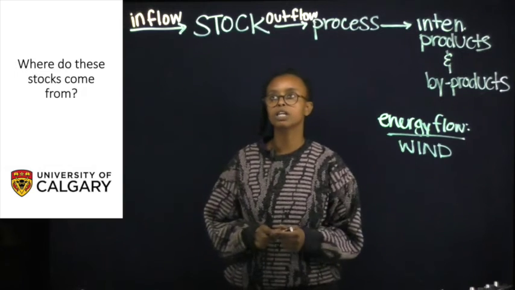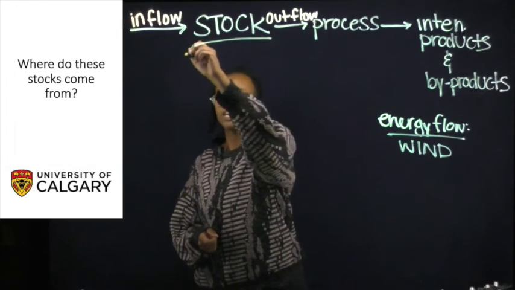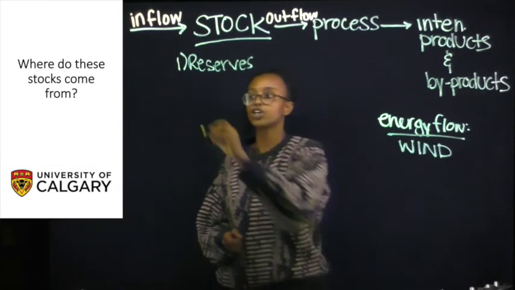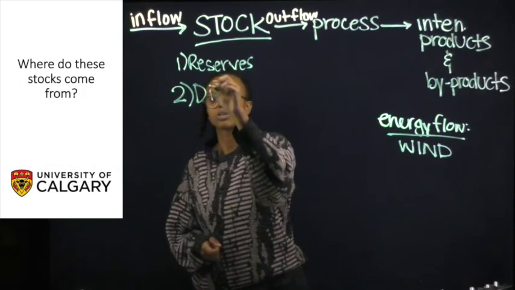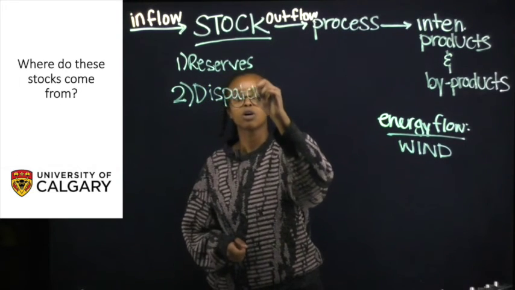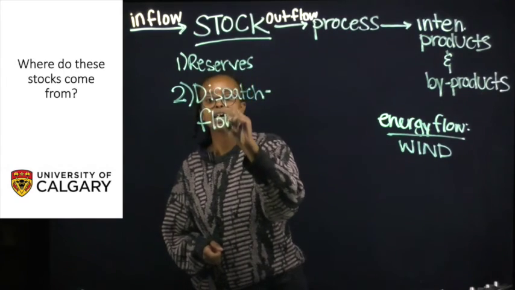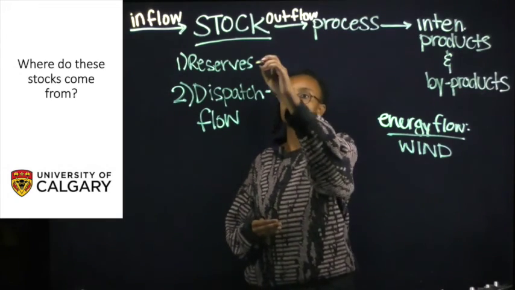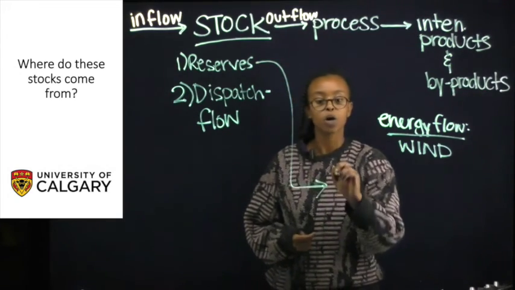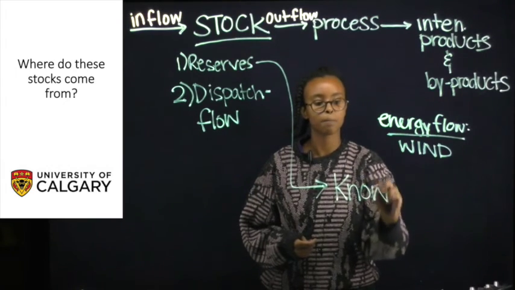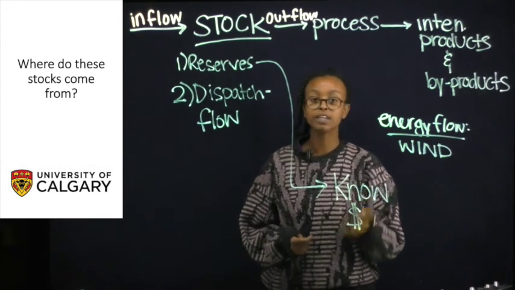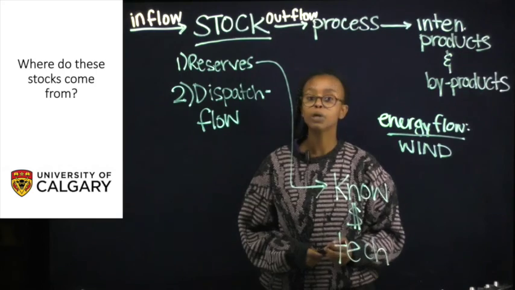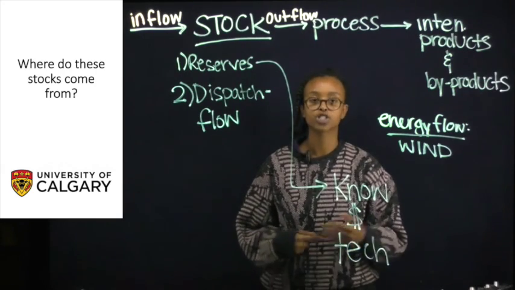Therefore, stocks can only really come from two places. They can come from places known as reserves or primary energy known as a dispatchable flow. So, for a natural resource to be considered a reserve, we must know that it exists. It must be economically viable to extract. And we need to have current technology to extract it.